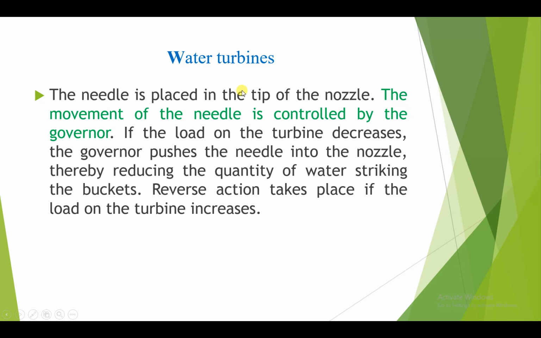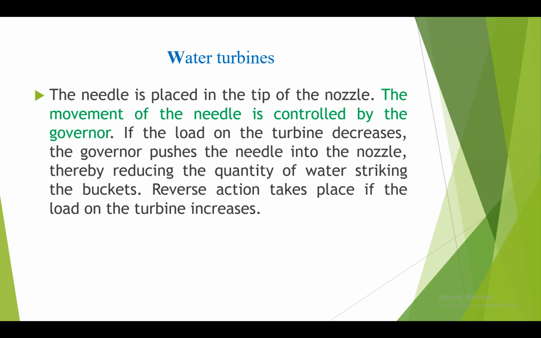Now why do we place this needle in the tip of the nozzle? The movement of the needle is controlled by the governor. If we have high load or less load, we can increase or decrease the flow of water with the help of this needle. So suppose the load on turbine decreases, the governor pushes the needle into the nozzle, thereby reducing the quantity of water striking the buckets. So the quantity is decreased because the load on turbine is decreased. And if the load on turbine increases, the governor will give the message to the needle, and therefore increase the quantity of water striking the buckets.